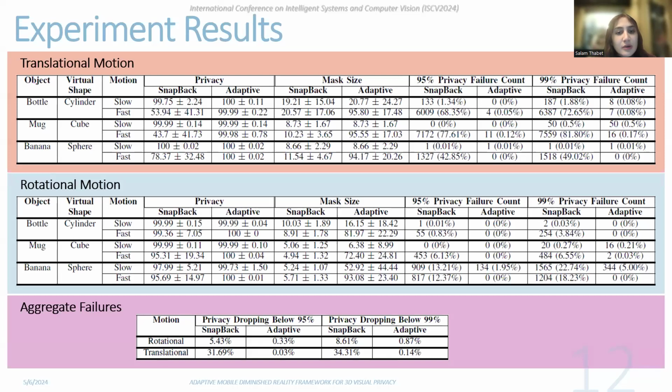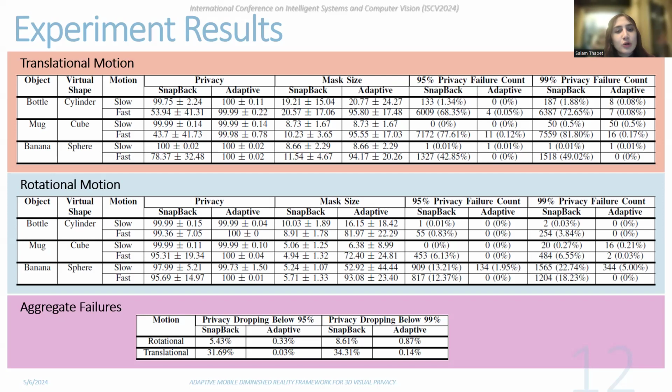The privacy results of our experiments are averaged, and the privacy failure count for two privacy thresholds, 95% and 99%, are aggregated for every set of 20 experiments for translation motion and 15 experiments for rotational motion, for three types of objects, a bottle, a mug, and a banana, during slow and fast motion. We showed these aggregate results in the first two tables, and it is evident from the privacy failure count results for both thresholds that the adaptive method has a significant advantage over the snapback method, especially during fast motion.